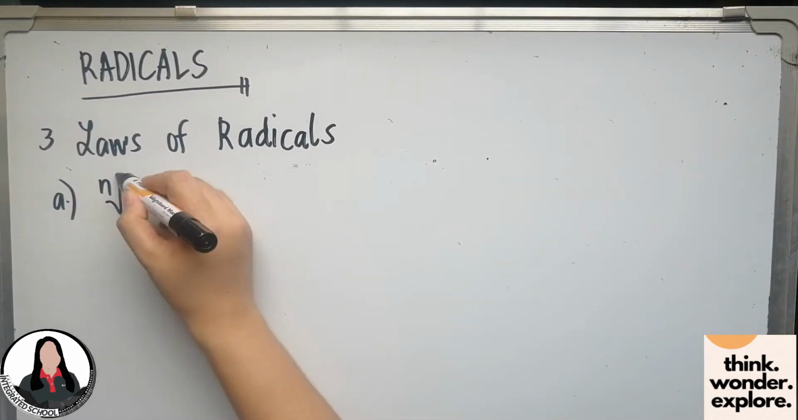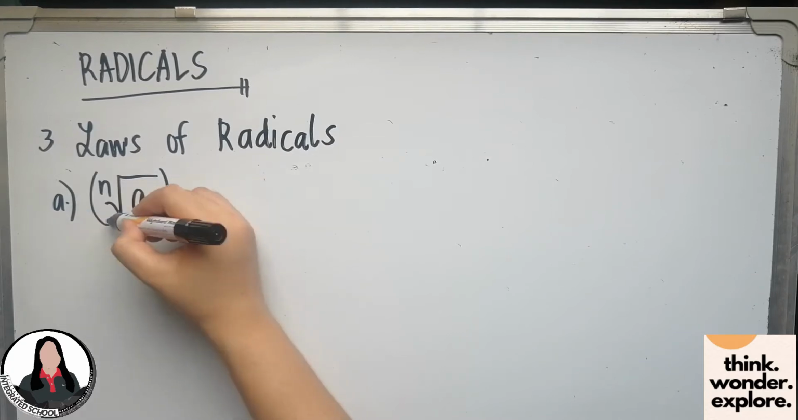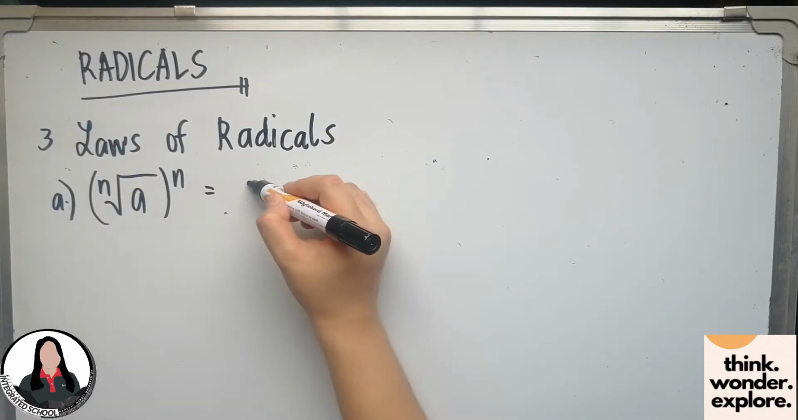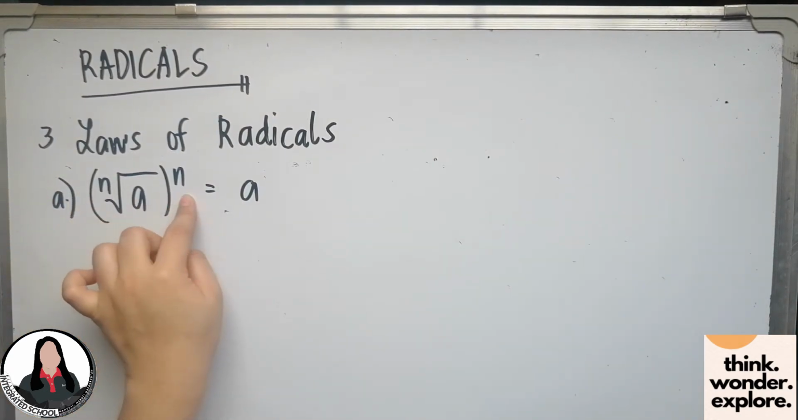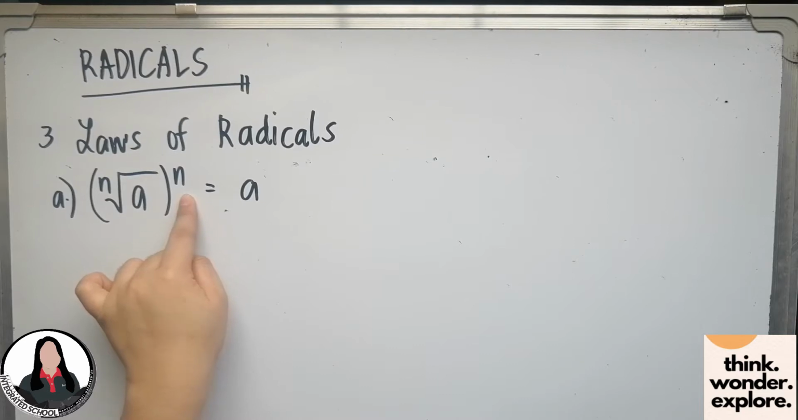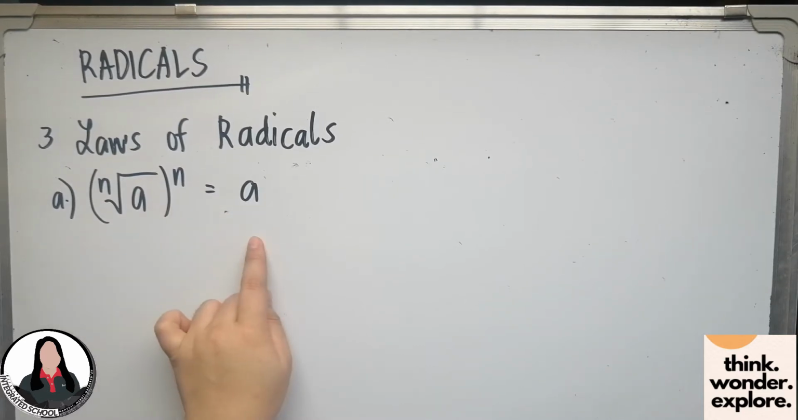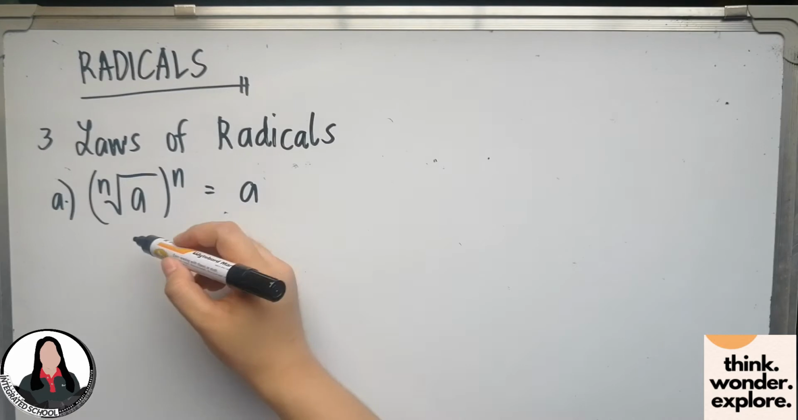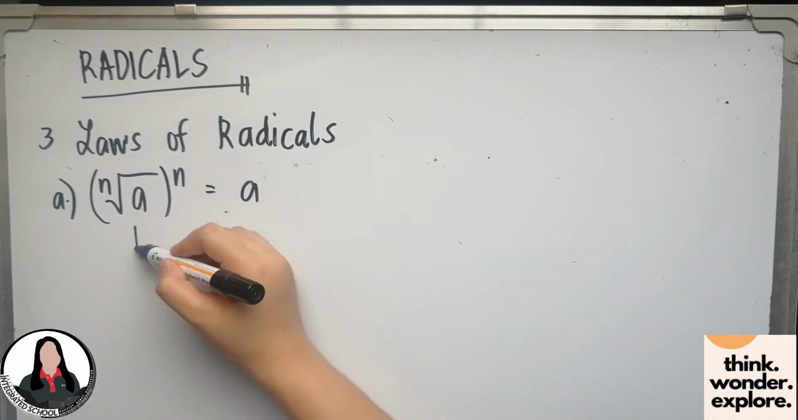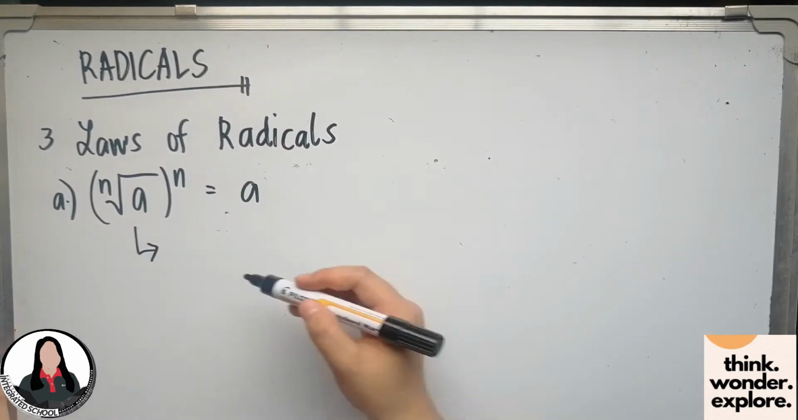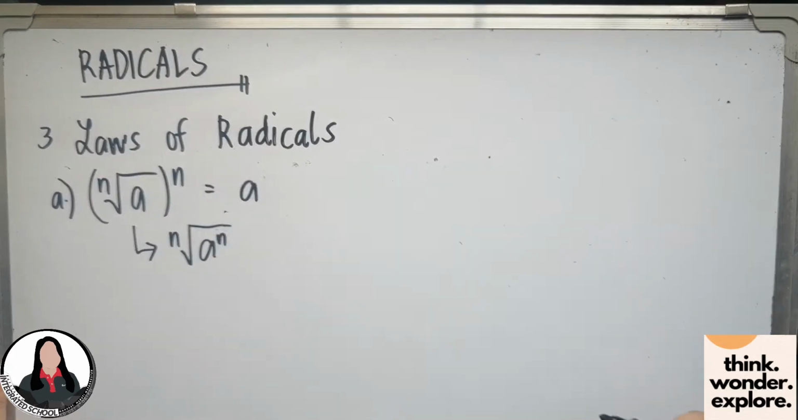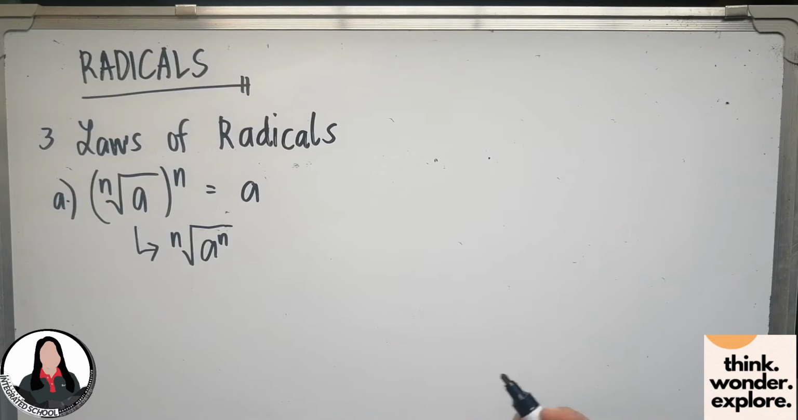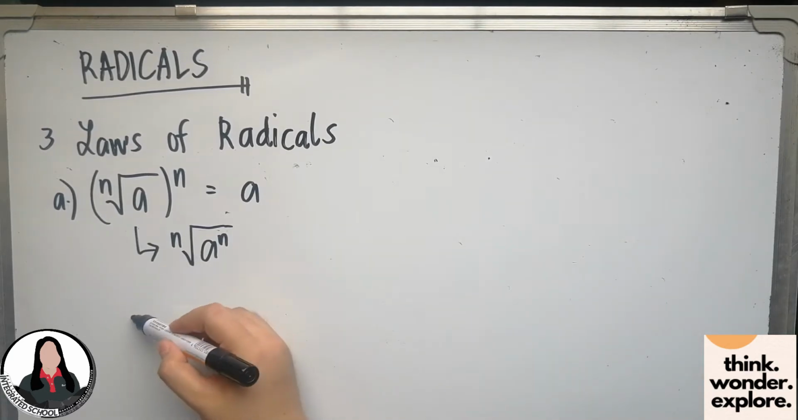We have the nth root of a quantity raised to n is always equal to a. So this is possible when the index of our radical expression is equivalent to the exponent na ginamit natin for our radicand. So I want you to remember that this form can be written as nth root of a raised to n. So, parehas lamang yan.